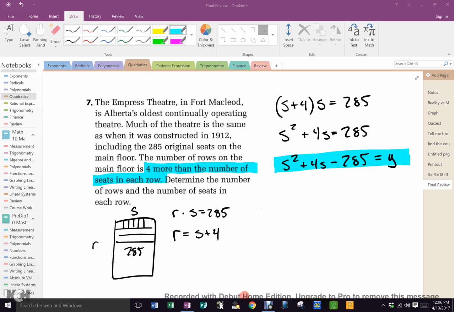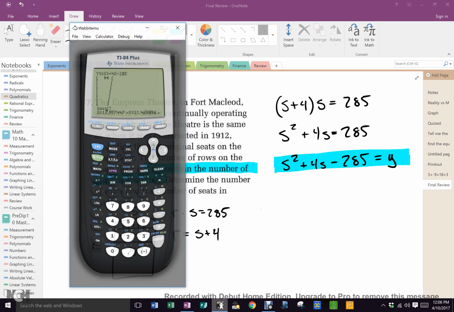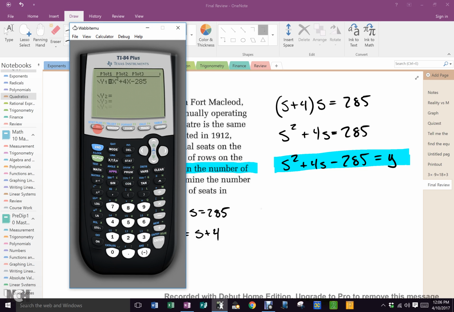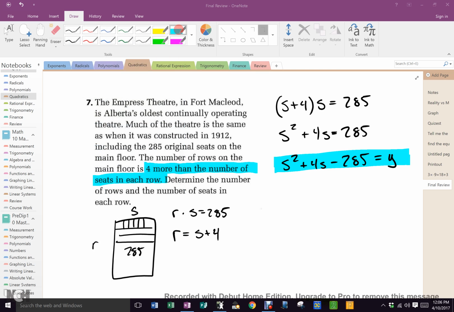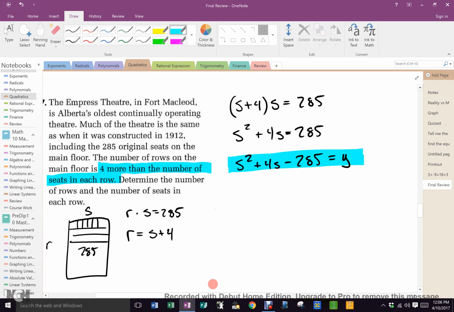We should be okay to here, right? So what did I do wrong here? X squared plus 4x minus 285. I don't know what's happening there. I don't really have time because I got some other stuff to do. So I'm going to go from here, and I'm going to show you the quadratic formula, ABC.